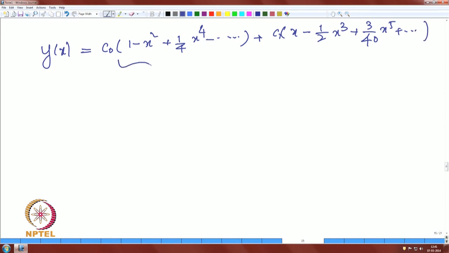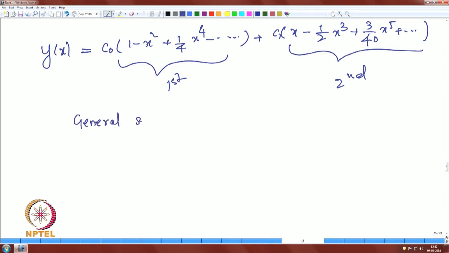So, we see that there are two series. These are two series solutions, the first one and the second one. They are linearly independent series solutions, and their linear combination, c 0 of the first one plus c 1 of the second one, is a general solution, say general series solution.